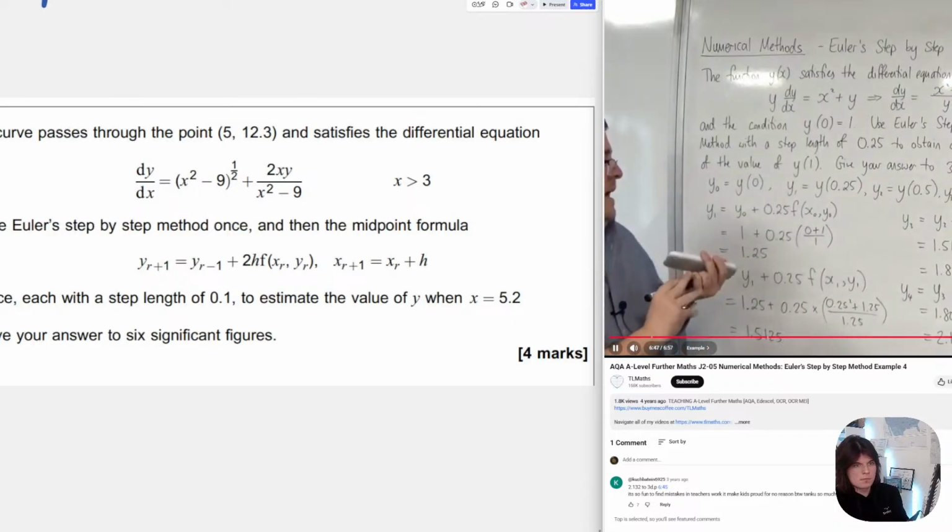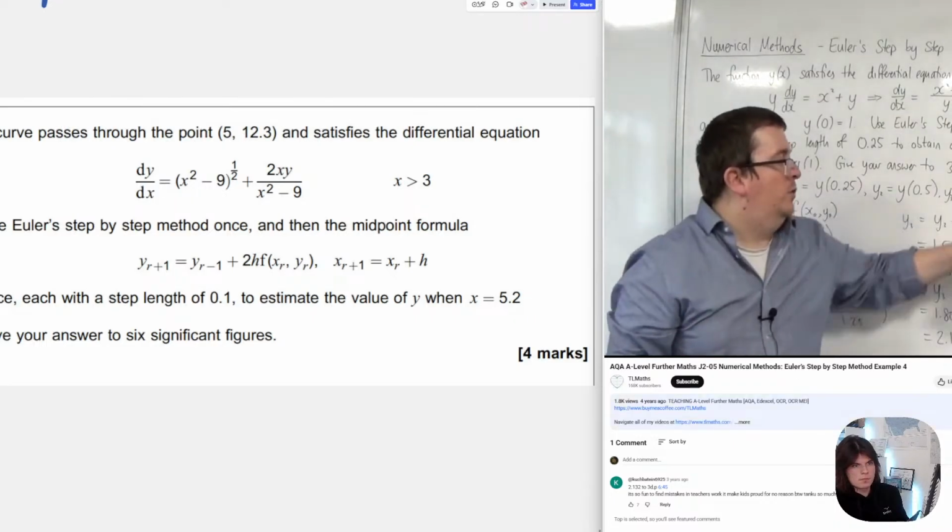decimal places. So that is the value of y of 2.4, which is my y4.